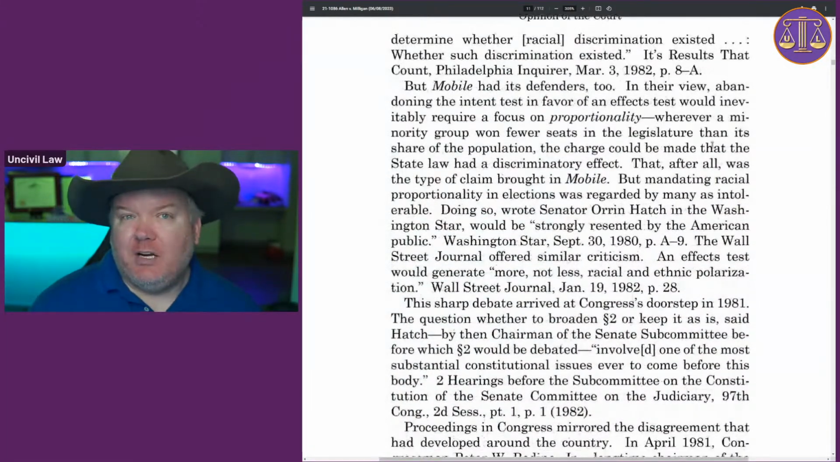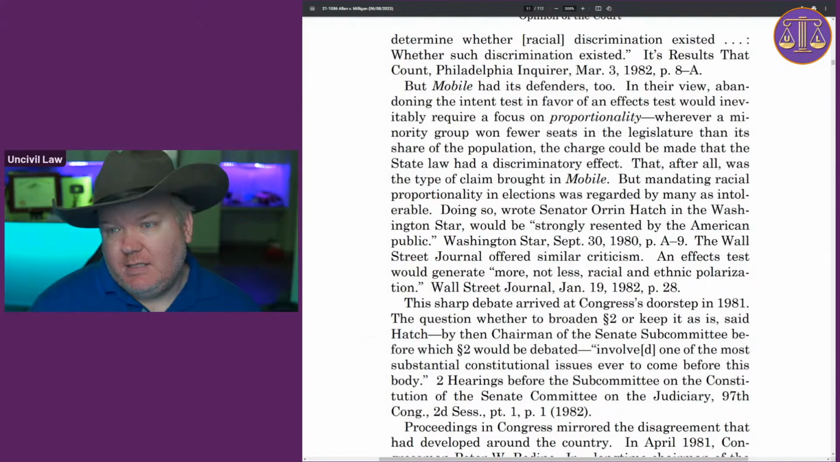Well, I don't think that's quite correct. I don't believe that it's impact qua impact. It is impact insofar as it highlights or reveals discriminatory purpose. So I think the critics might be misunderstanding the law. But what else is new? But Mobile had its defenders too.